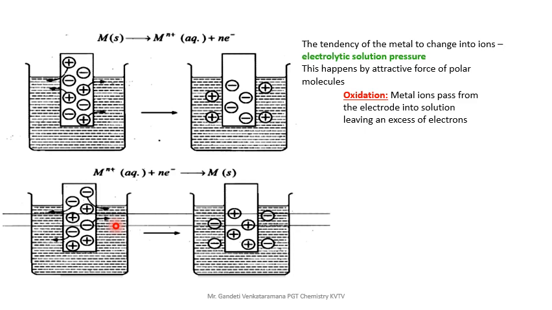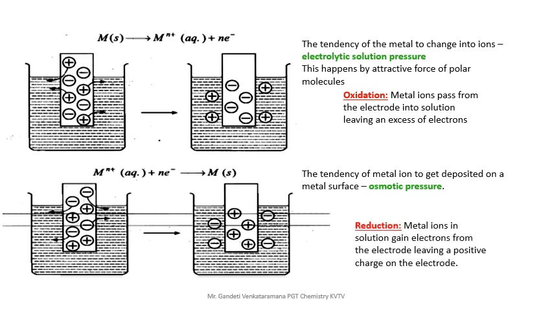This is oxidation, loss of electrons. The opposite, gain of electrons, is called reduction. Is it clear? I hope that you have understood. The tendency of the metal ion to get deposited on a metal surface is basically called reduction. This tendency we generally call osmotic pressure. It's not important, but what is going on is very important. Focus on oxidation and reduction.